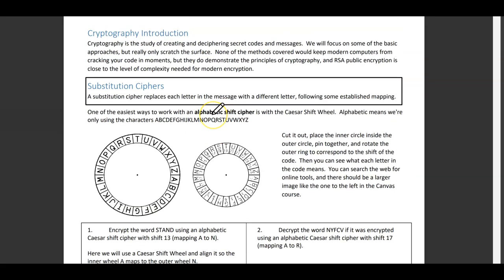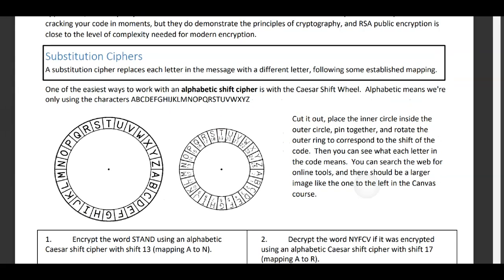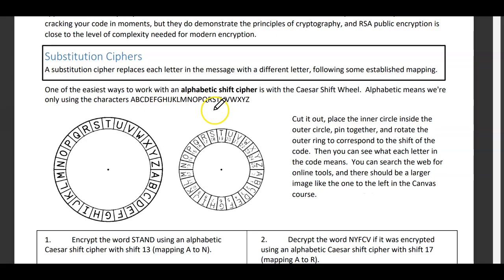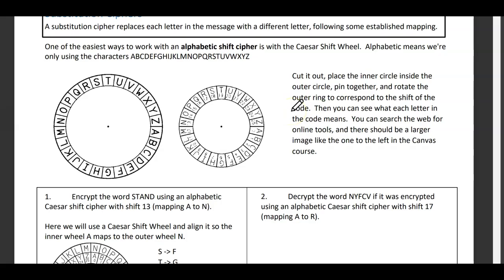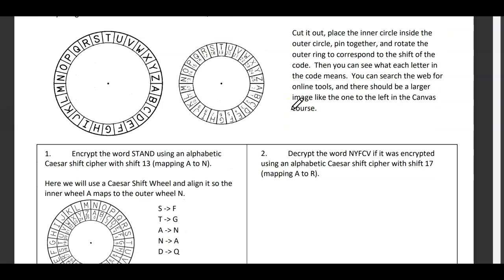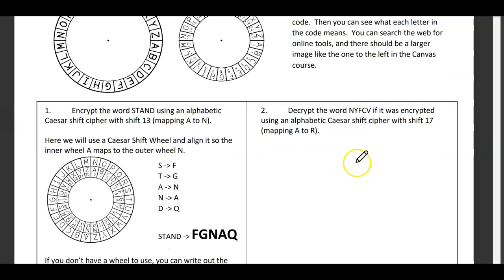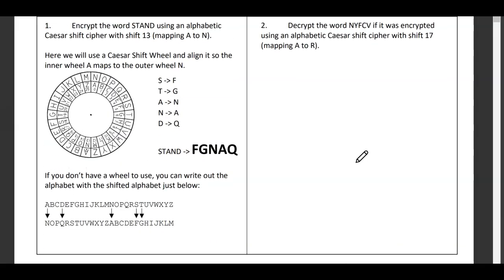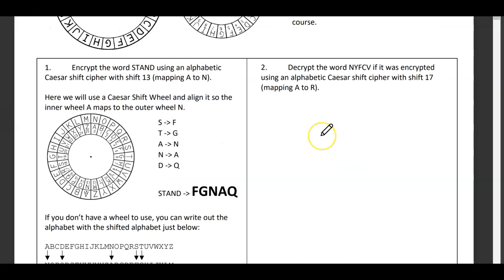We have the substitution ciphers. These are really easy because they just tell you how the substitution is. But then we also have the Caesar shift ciphers. So you might or might not have the alphabet to work with here. Decrypt the word if it was encrypted using an alphabetic Caesar shift cipher with shift 17, mapping A to R. So if you don't have anything to work with, your job first off is write the alphabet.